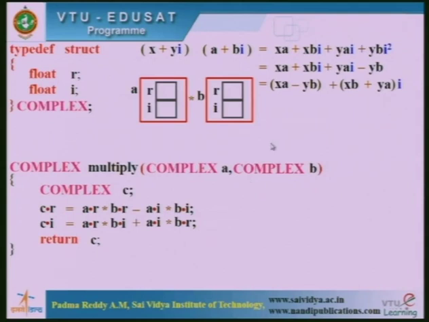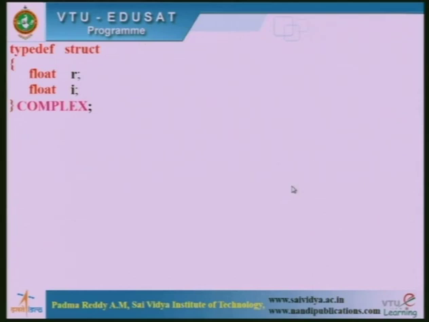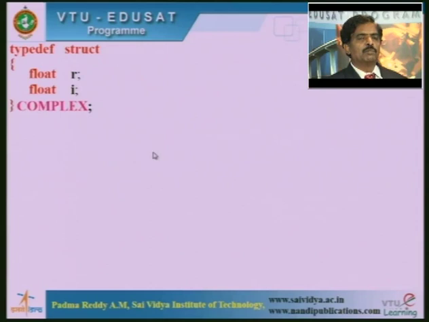Now we have seen how to add two complex numbers, how to subtract one complex number from the other, and finally how to multiply two complex numbers. On similar lines, you can divide a complex number by another complex number. Now let us write the function main, to access the complex functions add, subtract and multiply.